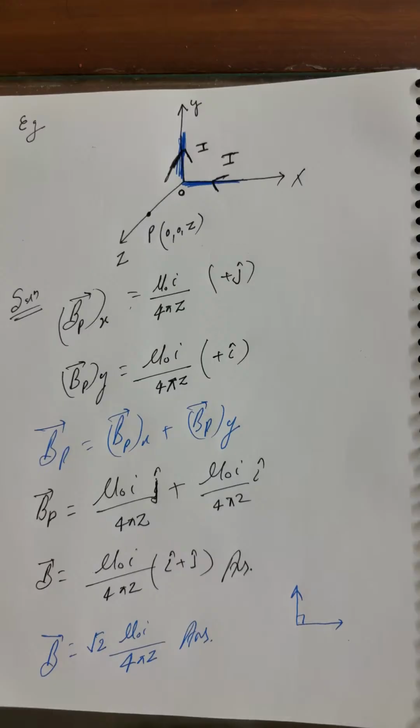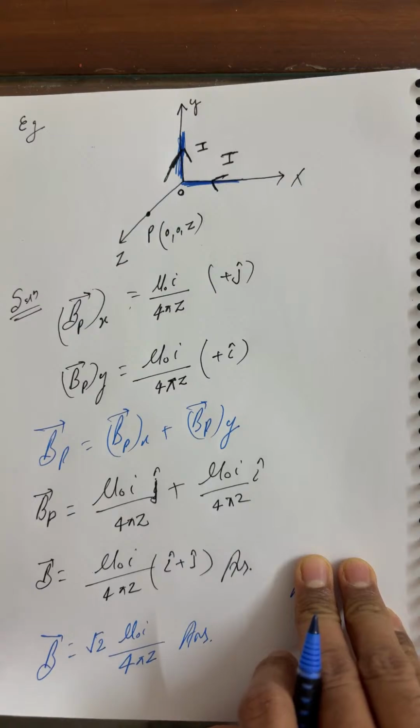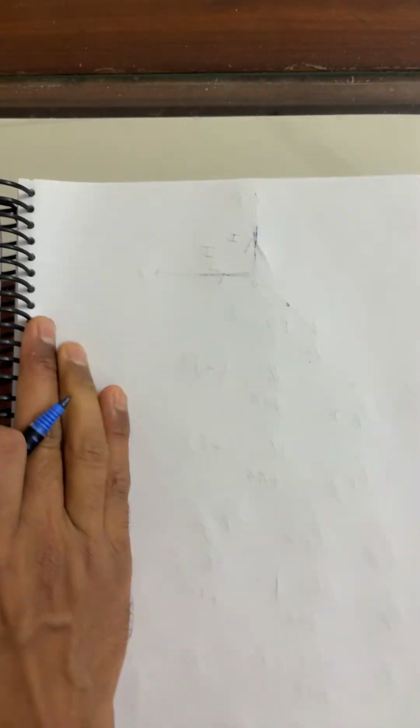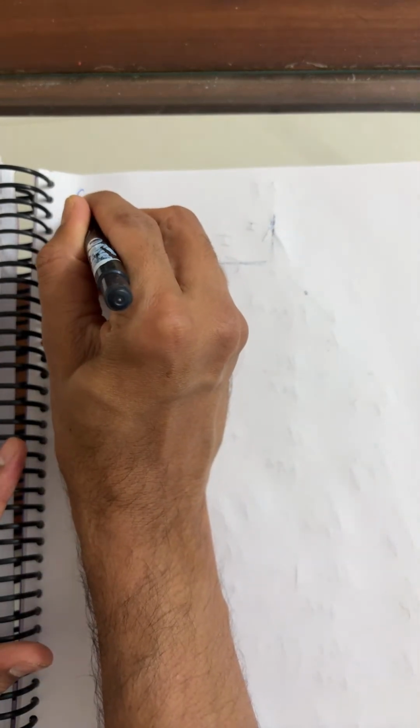Okay, fine. Now have a look at the next question. As I said, in this class I'll discuss only numericals. The next numerical is based on magnetic flux, from the chapter EMI. What's the question? Listen carefully. I'll write the question here.